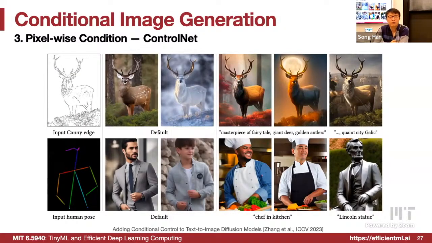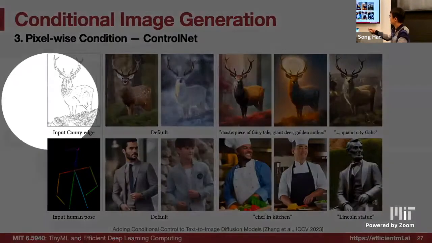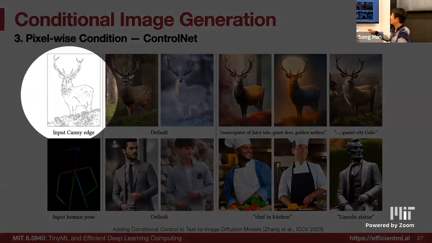We can also perform pixel-wise condition. We've talked about class condition, using a class, and language text condition, using a sentence to describe what you want to generate. Now we want to do pixel-wise condition. For example, we want to generate something that follows the edge described here.